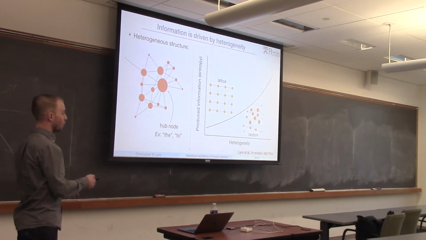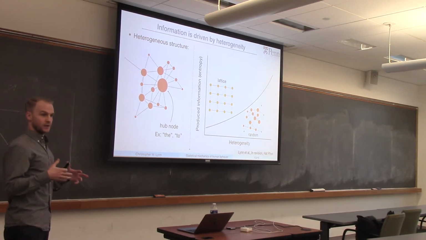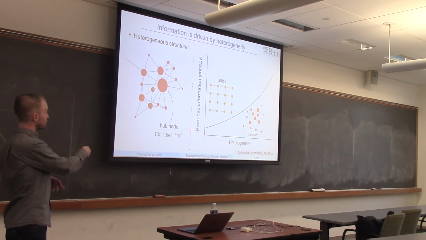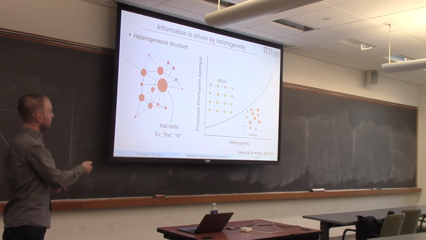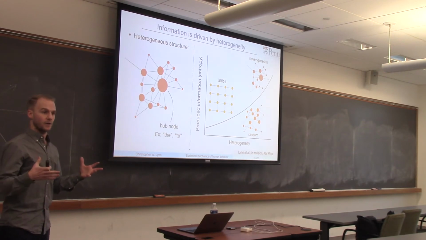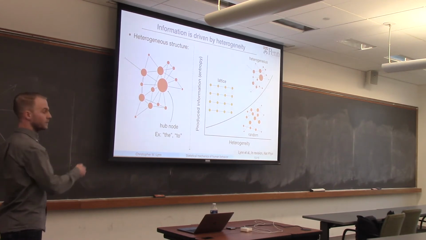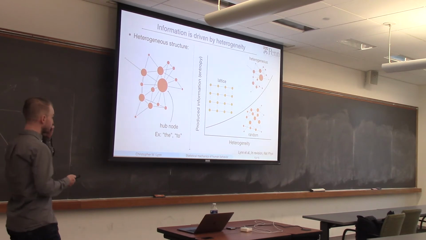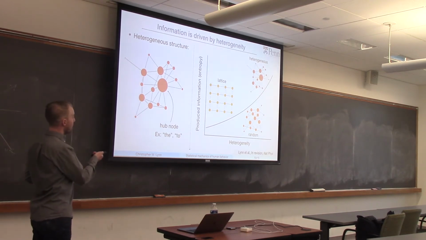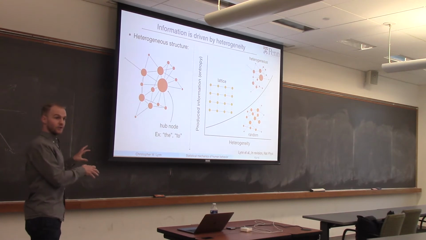Then you could imagine a random network that is slightly more heterogeneous and therefore produces slightly more information. And then you could look at networks with a lot of heterogeneity, these hub nodes that are connected to almost everyone in the network. And these are producing the most information. So the upshot here is that we see that heterogeneous networks are producing more information.